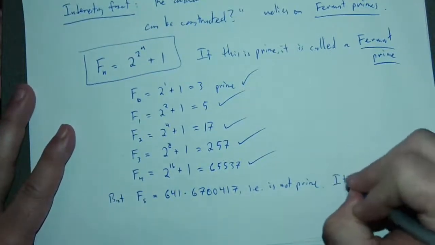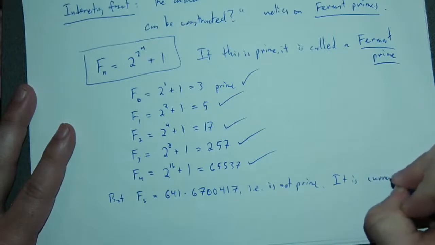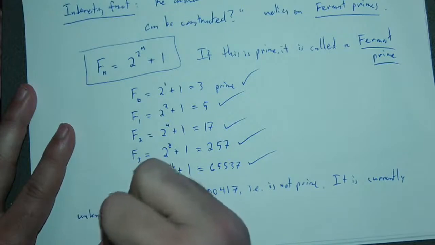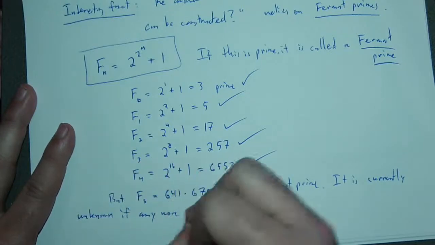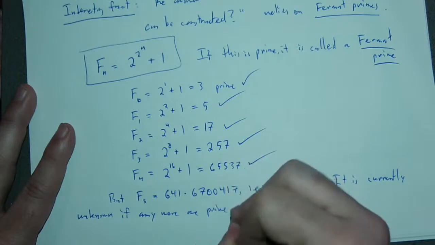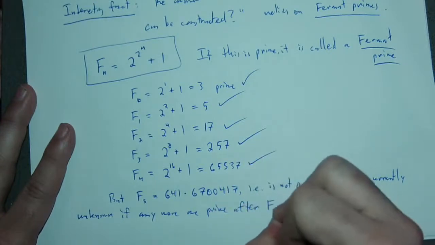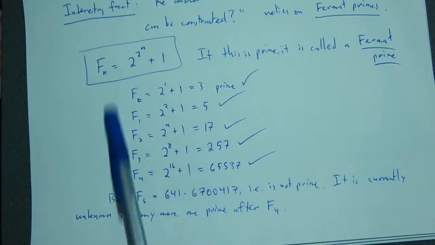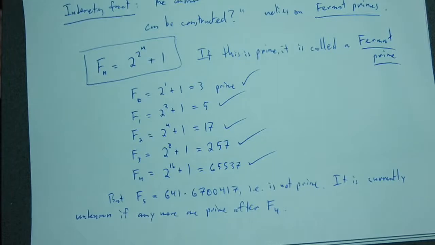So it is currently unknown if any more are prime. So Fermat believed all of them were prime, but F sub 5 is not prime. They've only been factored fully up to F sub 11, I think. After that, they're known to be not prime. A lot of them are known to be not prime, but none of them have been factored, I don't think, because they're pretty huge. This is an exponential thing, so it's getting pretty big. So anyway, these are all known to be prime, though.